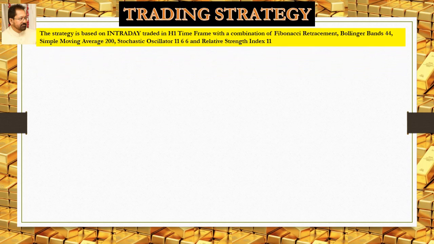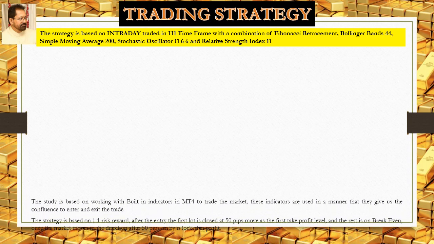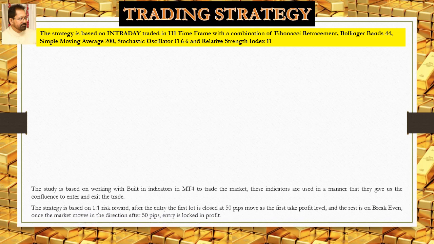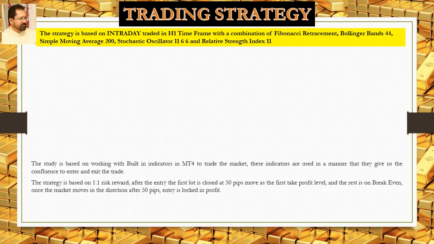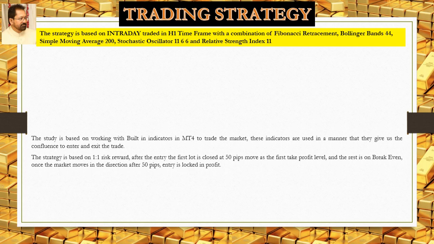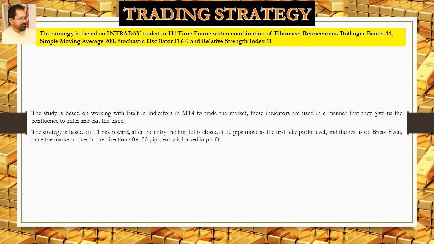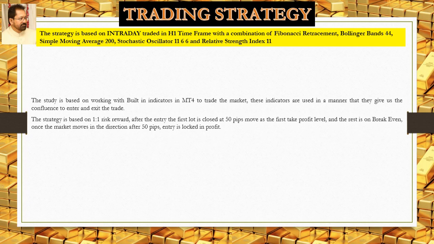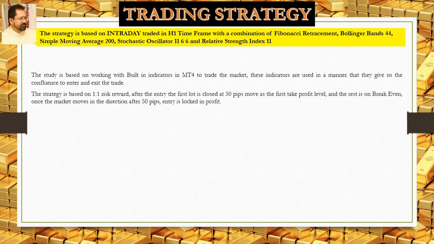The strategy is based on intraday trading in the H1 time frame with a combination of Fibonacci retracement, Bollinger Bands set at 44, simple moving average with 200 interval, stochastic oscillator with 11, 6, 6 setting, and relative strength index with 11. How to use these indicators and where to set them has been given in my previous playlists. That is why I'm telling you to go through all the playlists before jumping into this final chapter.